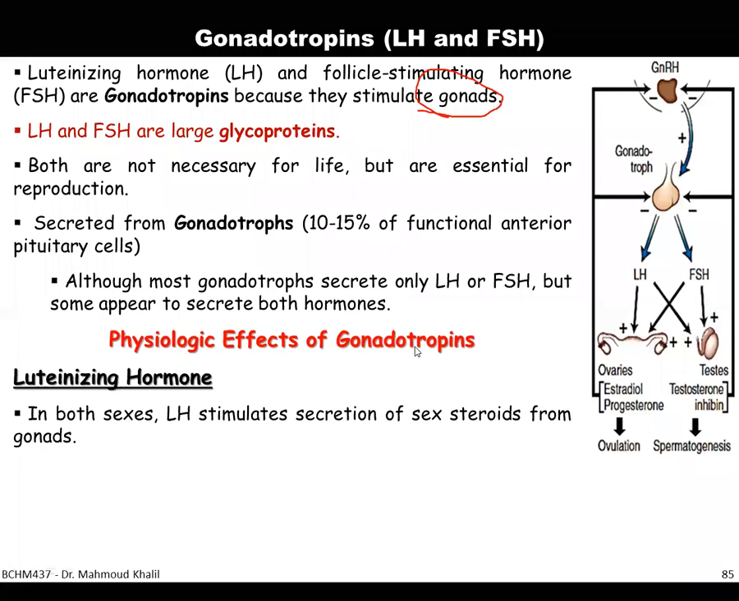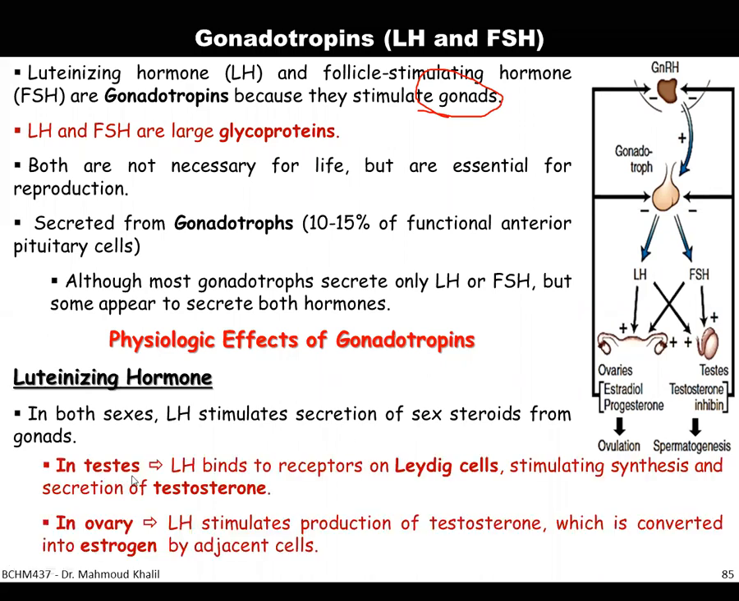So what are the physiological effects of gonadotropins? For luteinizing hormone, in both sexes, LH stimulates the secretion of sex steroids from the gonads. In testes, LH binds to receptors on Leydig cells and stimulates the synthesis and secretion of testosterone, while in the ovary, LH stimulates production of testosterone, which is soon converted to estrogen by the adjacent cells.